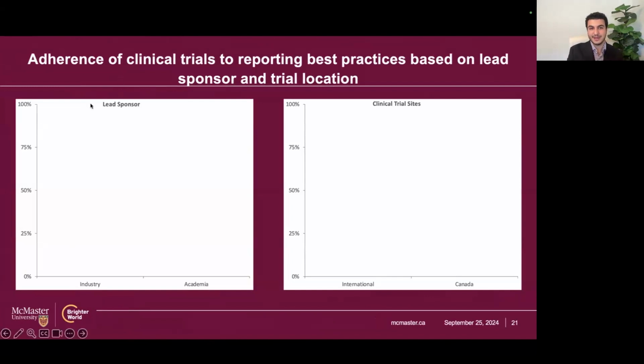And we divided all of our identified trials based on their lead sponsor. So whether they're industry funded, meaning pharmaceutical companies, or academia or others, such as universities, etc. Now for industry funded research, that number was 36%. So 36% of clinical trials that had a lead sponsor in the industry adhered to all three best practices. For academia, on the other hand, only 5%.